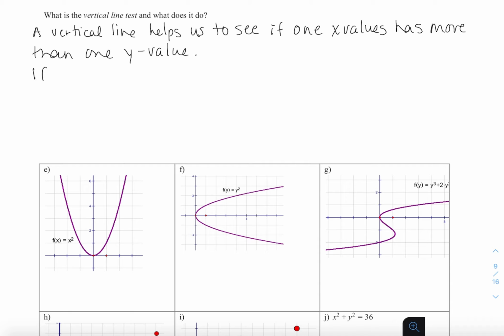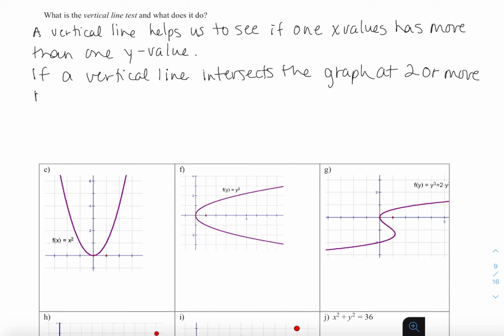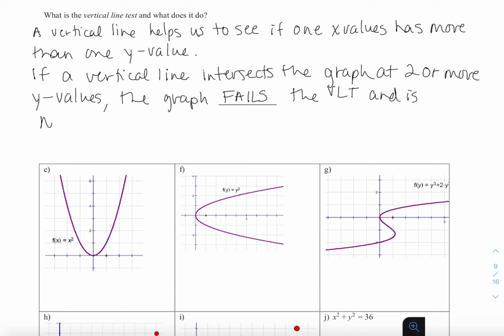Okay, so if at any point a vertical line intersects the graph at two or more points, more y values, the graph fails the vertical line test, VLT, vertical line test, and is not a function. If it passes the VLT, it is a function.